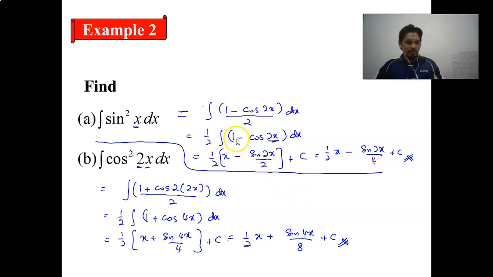Okay, so 1 over 2, 1 minus cos 2x, and integral 1 over 2x, integral of cos, it gives you sine 2x divided by 2.